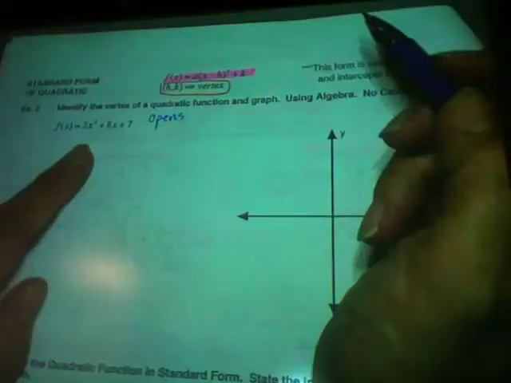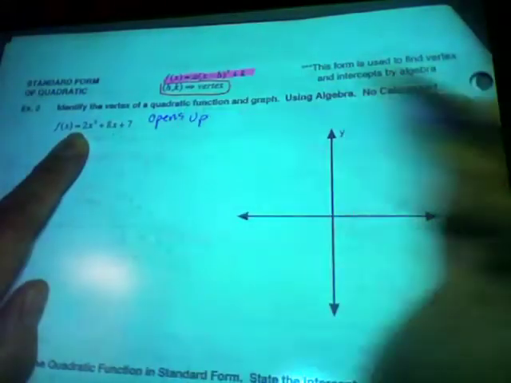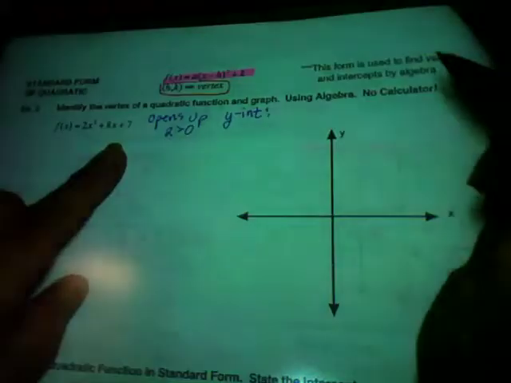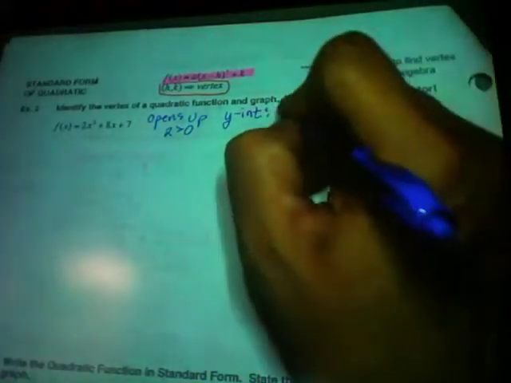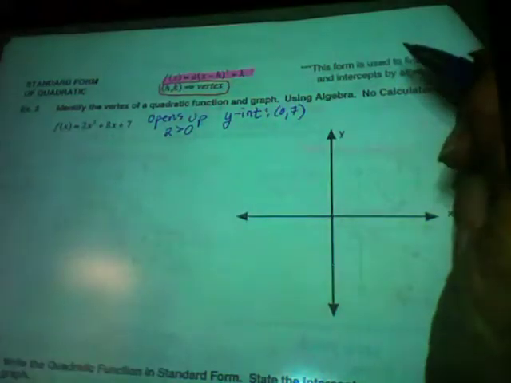So write yourself a note. First of all, we do know that this parabola opens what direction? Just looking at it, what's a? Positive 2. And so since it's positive, it does open up. So I know right away that a is greater than 0. I also know what the y-intercept is just looking at this quadratic. What's the y-intercept? (0, 7). Whatever the constant is, whatever c is, that's your y-intercept, quite easily.